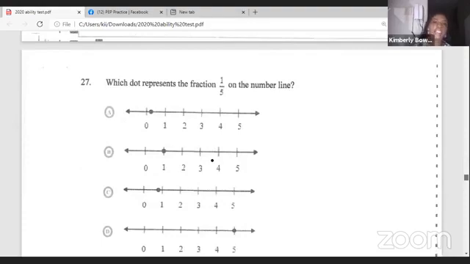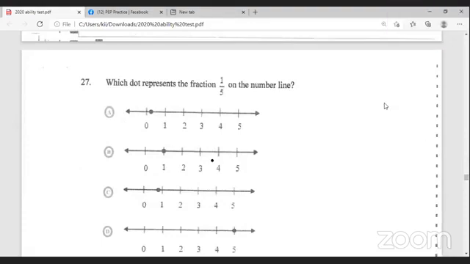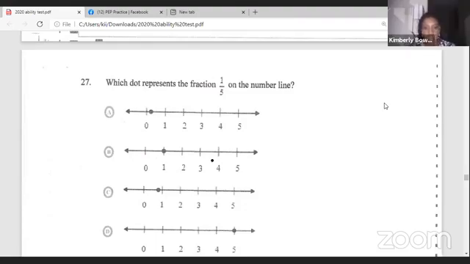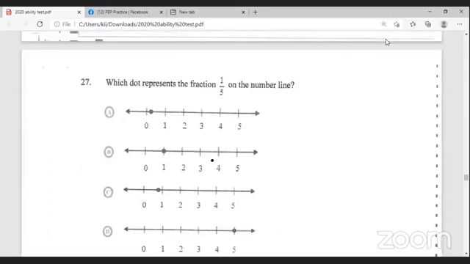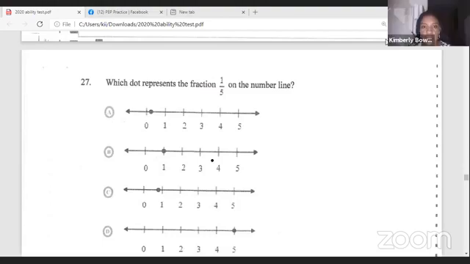Which dot represents the fraction 1/5 on the number line? Excuse me. Sorry, so let's see.